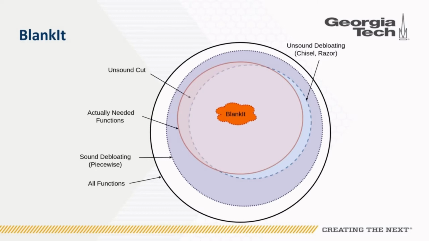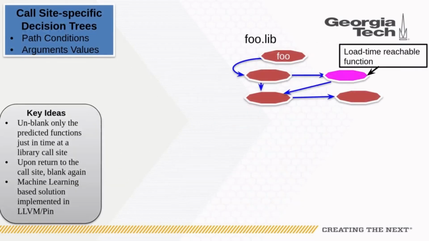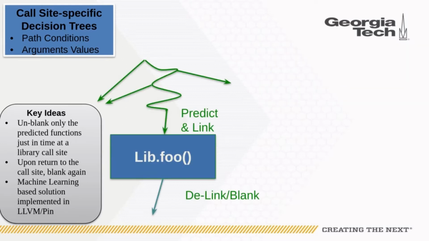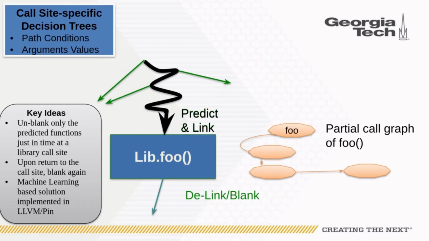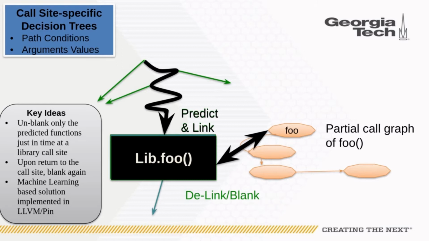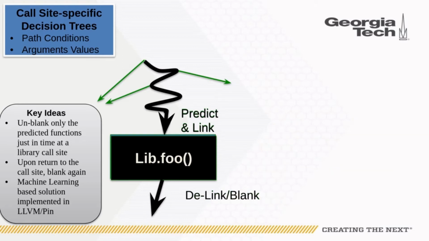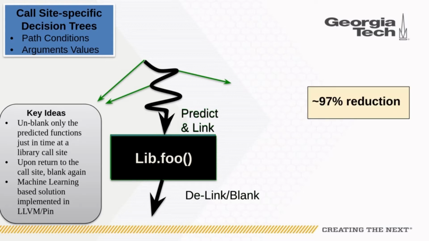In this work, we propose BlankIt, and the idea is to dynamically bring in only those library functions that are required at the application call site and then purge them after the return from the library. At a high level, at program start, BlankIt removes all the library code. When the application needs to call the library function, for example, function foo, BlankIt predicts and links the required functions for the library call, and when the call returns, all the library functions are delinked. In this way, BlankIt on average reduces 97% of the attack surface.